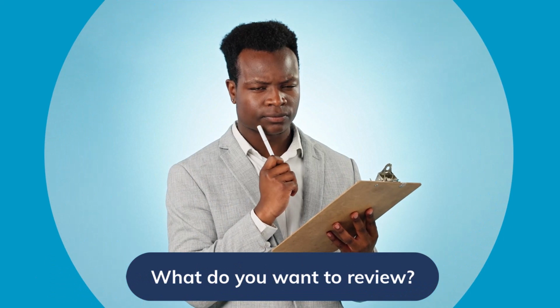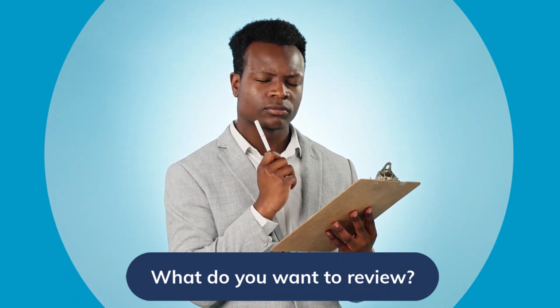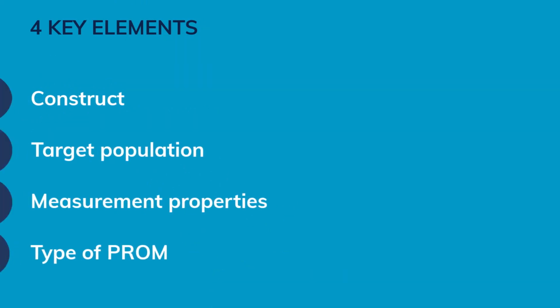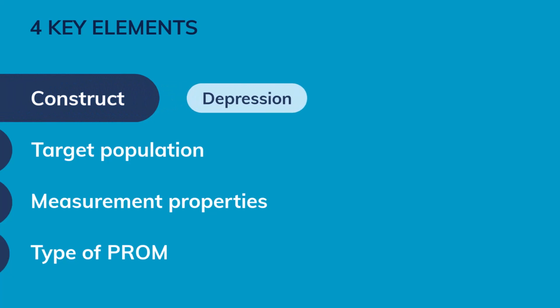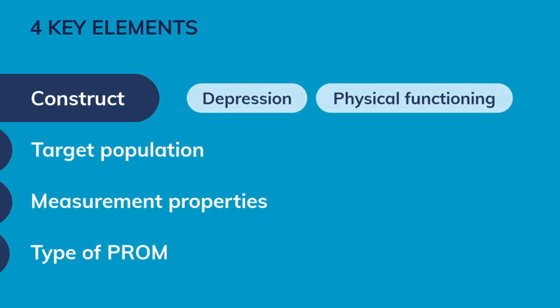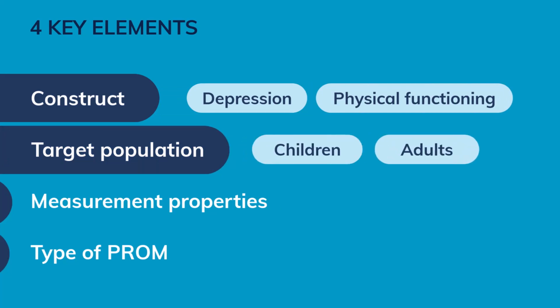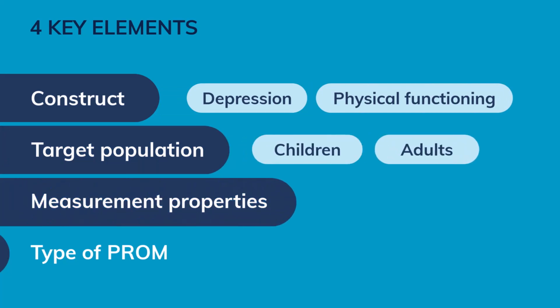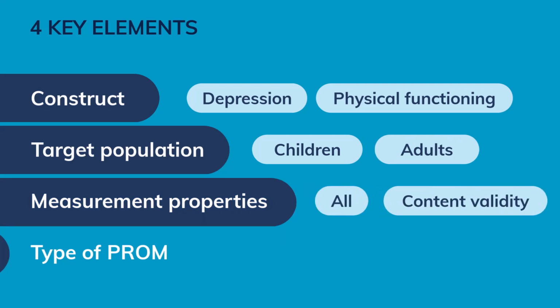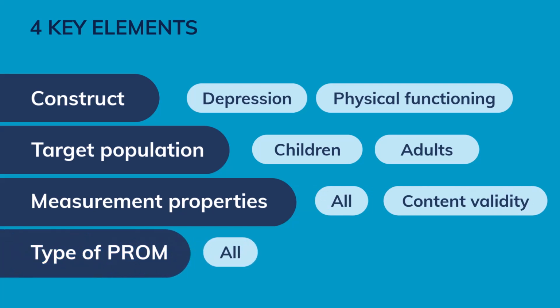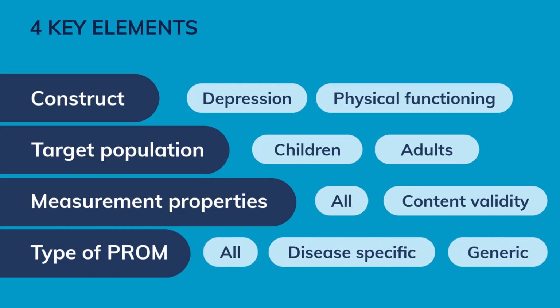First, you need to know what you want to review. Every systematic review starts by defining 4 key elements. What is your construct of interest? For example, depression or physical functioning. What is your target population? Healthy children or adults with diabetes? What measurement properties do you want to evaluate? All 9 of them or only content validity? What type of PROM do you want to include? All, disease-specific, or generic PROMs?